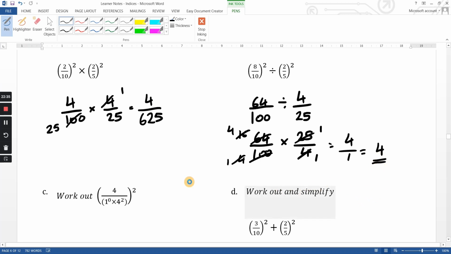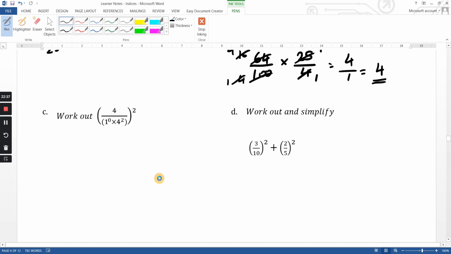I like that one. Next one, work out all of this in the brackets, and you've got a little squared. So that squared is being applied to everything in there. I'll tell you what, let me work out this bit here first. So I've got 4 squared, let's do that. 4 squared is 4 times 4, which is 16.